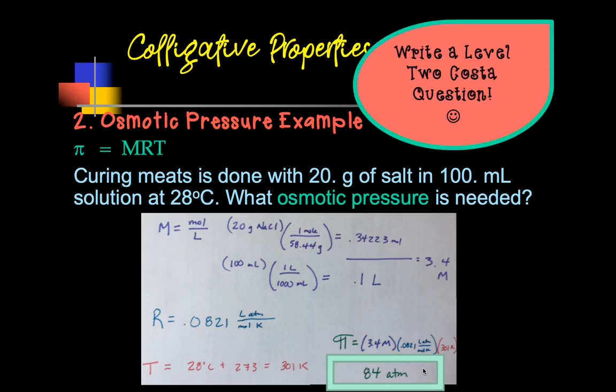All right. Okay, go ahead and take a pause and think about that example we just did. Think about vapor pressure lowering, think about osmotic pressure, do a level 2 kind of question. Pause the video, think about those notes so far. Come on back when you're ready.